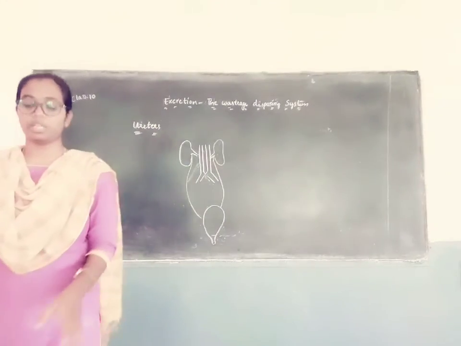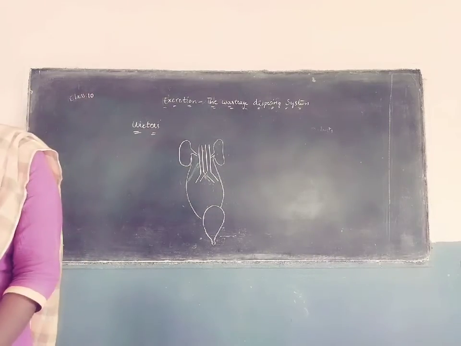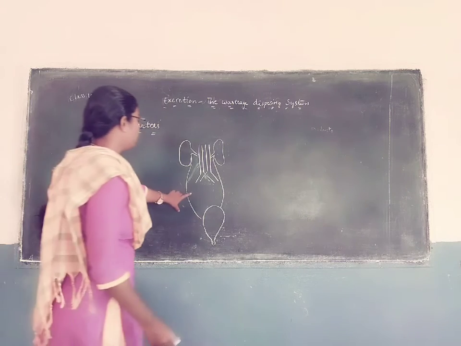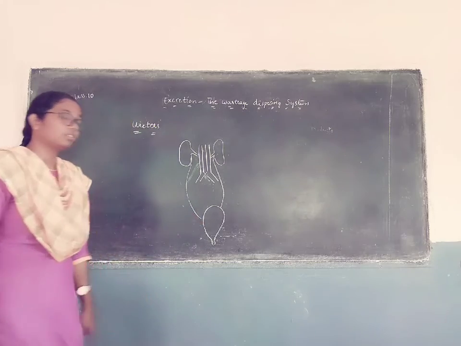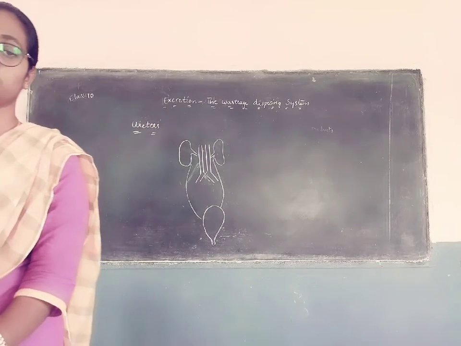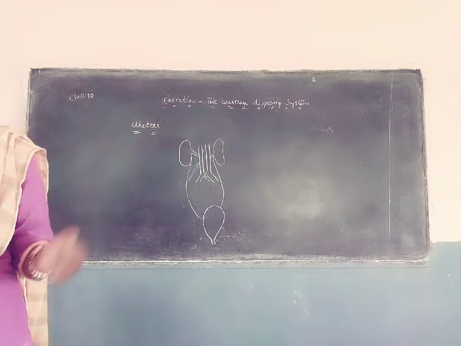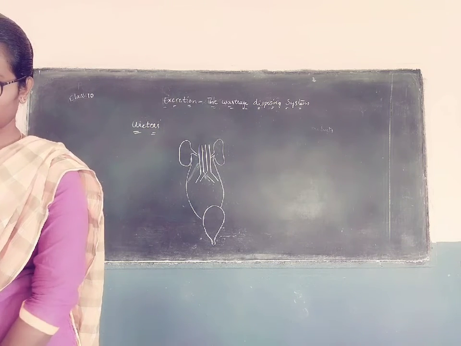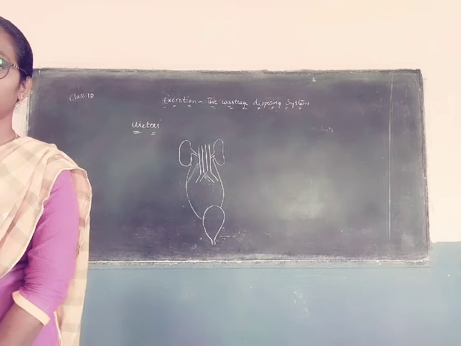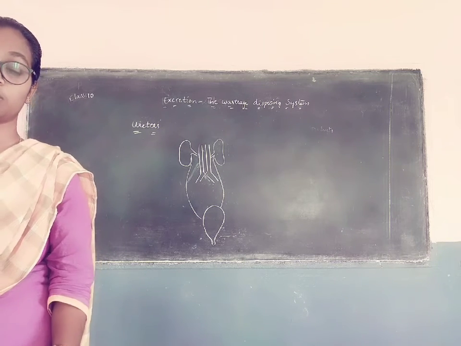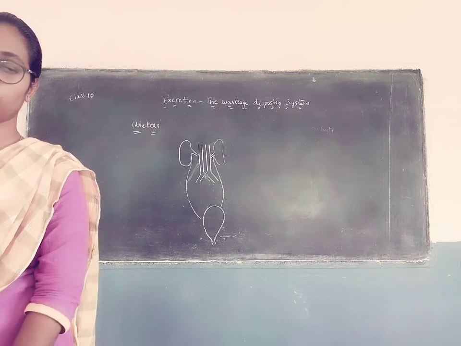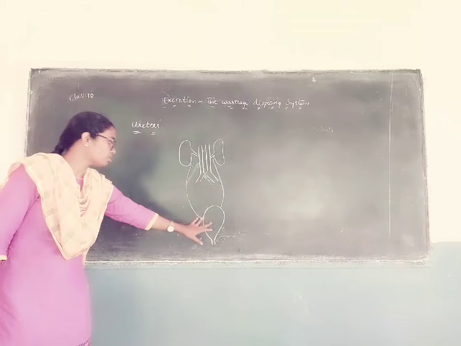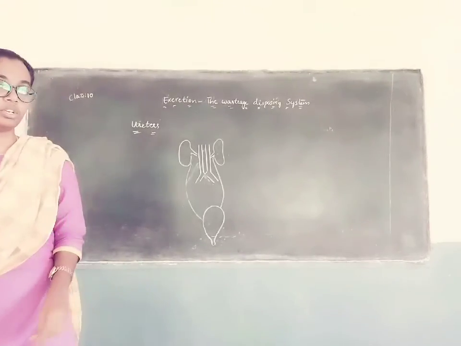So these ureters, okay, these ureters will open into the urinary bladder. Okay, the ureters' function is to transfer urine from the kidneys to the urinary bladder, and the movement of urine in the ureter is peristalsis. Okay, so through the peristalsis movement, the urine passes through the ureter to the urinary bladder.